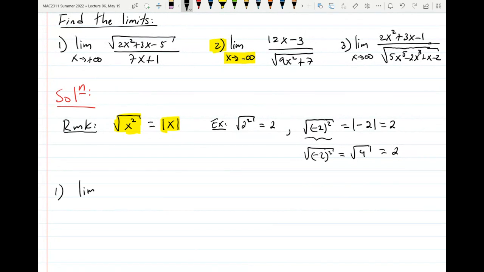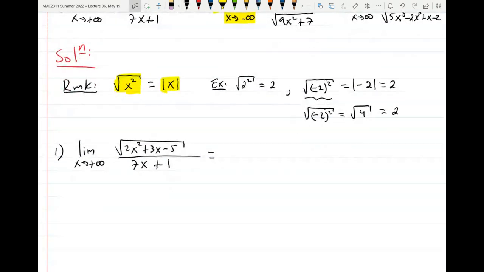So the first one is the limit as x approaches positive infinity of this square root over 7x plus 1. And then after we do these examples, I'm going to come back and give you some insight on how you can do this in a similar way to how we did rational functions. But let's do this first.